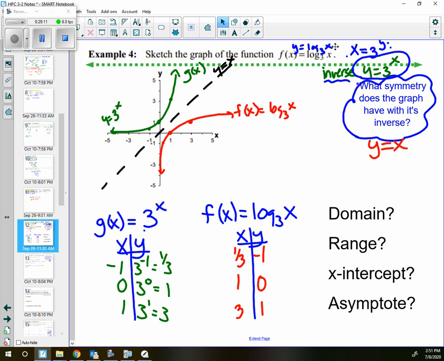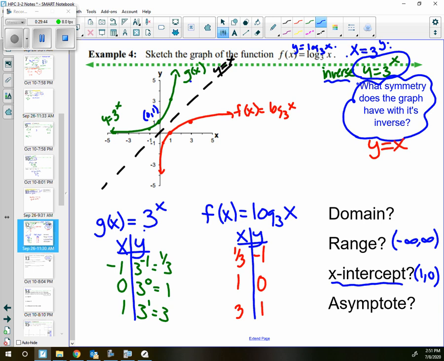Some things to think about. Remember how we always had a y-intercept on this original graph of (0, 1)? Well, guess what? Then we have an x-intercept on our log graph of (1, 0). These are key features of log graphs. Remember how we had a domain for the original function g of x? The domain was all reals. That means the range, or the output, is all reals for your log, because remember, domain and range switch. So the domain of one becomes the range for the other.